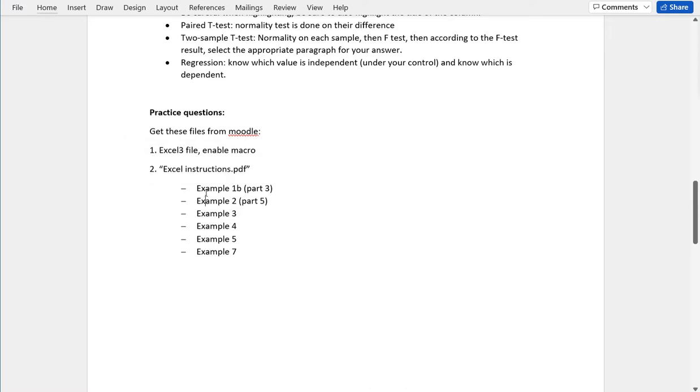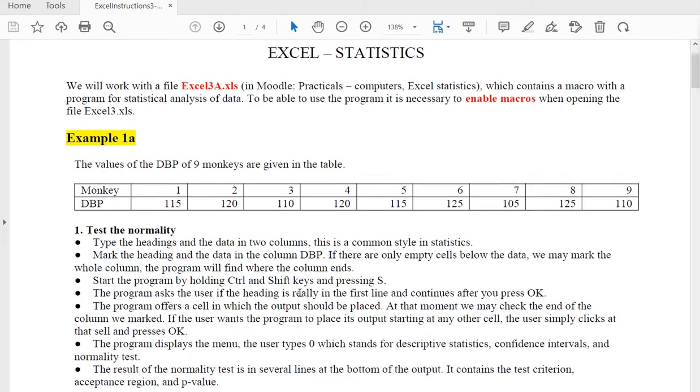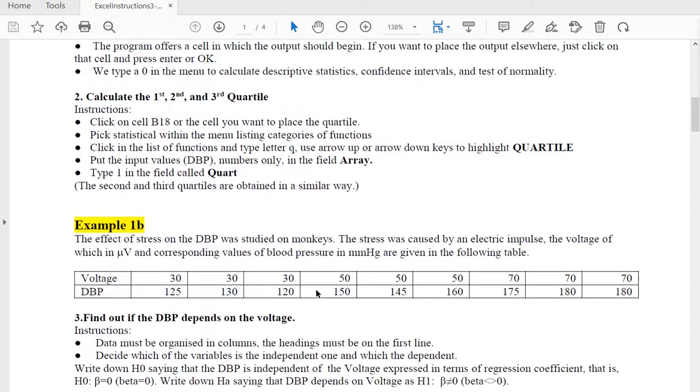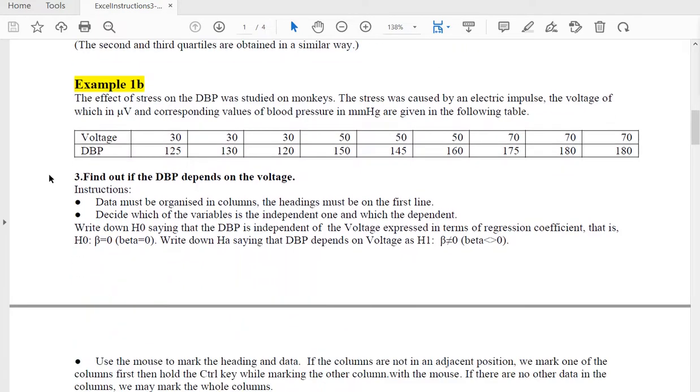In the PDF file, go right to example 1b part 3. All right. So example 1b part 3. We'll jump right to that. This is the file, and go to example 1b part 3 right here. All right, and this is what we are going to start with.